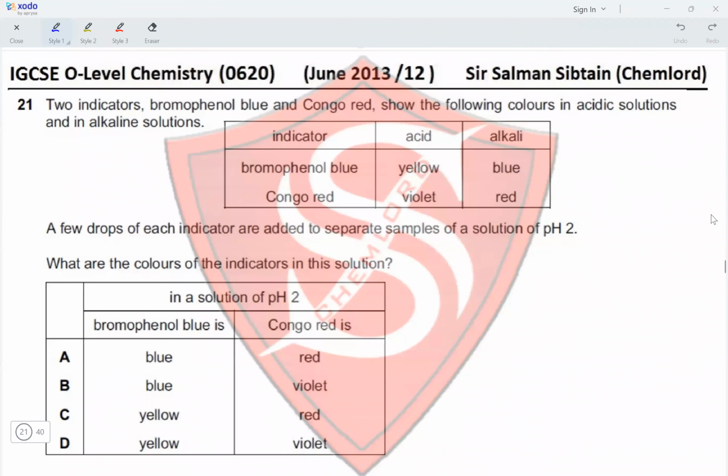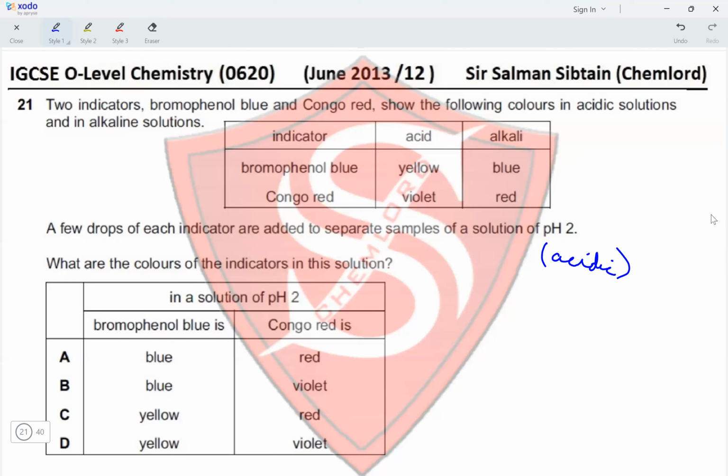Hi guys, this is IGCSE O-Level Chemistry, paper 12, June 2013, question 21. Two indicators, bromophenol blue and Congo red, show the following colors in acidic solutions and in alkaline solutions. A few drops of each indicator are added to separate samples of a solution of pH 2. So this is an acidic solution. What are the colors of the indicators in this solution?